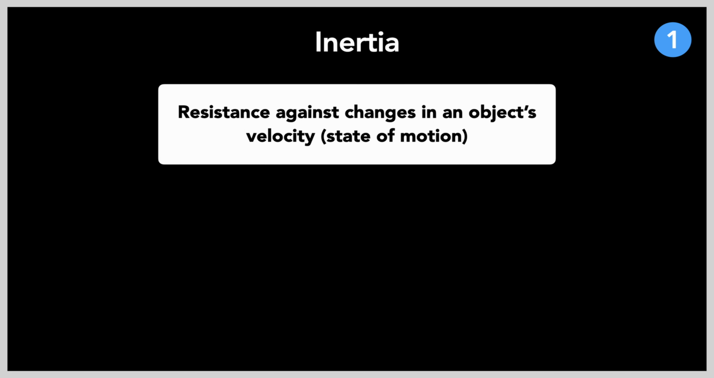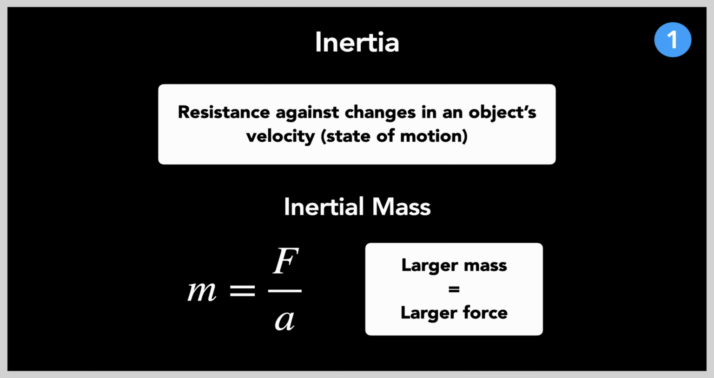We now know that objects tend to resist changes in their state of motion. But how can we quantify this resistance? This property, which we call inertia, is the resistance against change in an object's velocity and is defined by an object's inertial mass. This is mathematically derived as the resultant force divided by the object's acceleration, which is a formula from the second law of motion. This means that an object with a large mass requires an equally proportional larger force to change its velocity.